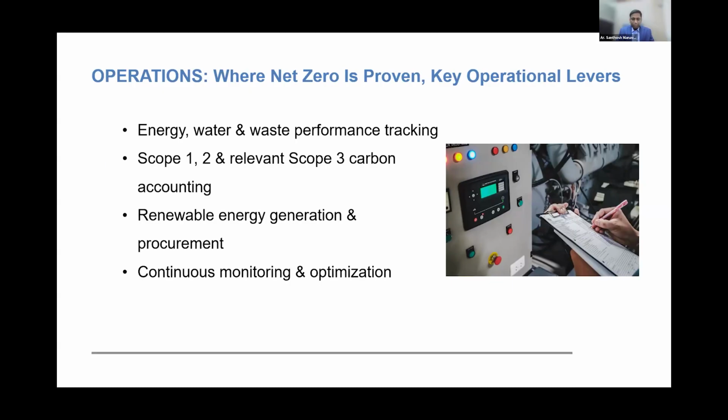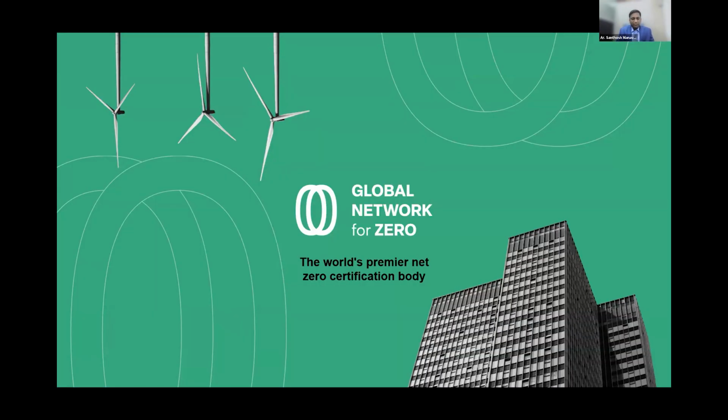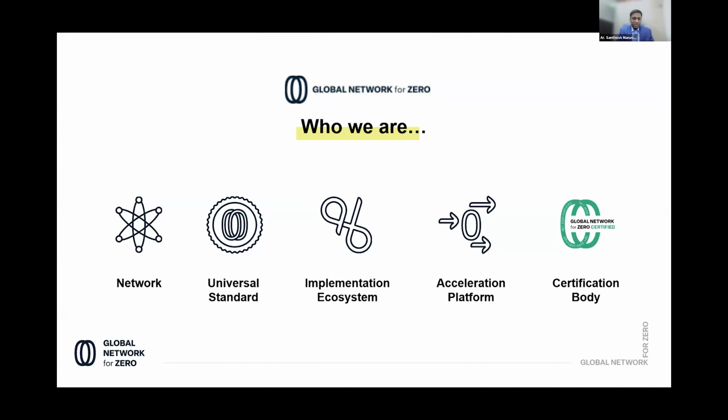So that's the process, and that's where I would like to introduce Global Network for Zero. We are a net zero certification body, and not just in one phase. We believe that our role is to provide structure, consistency, and credibility to net zero claims. As I mentioned, we are a certification body. We work as a network, and we work on the universal standard of the GHG Protocol. We have a platform to accelerate this, and an implementation ecosystem to work with our partners and our projects to enable this.